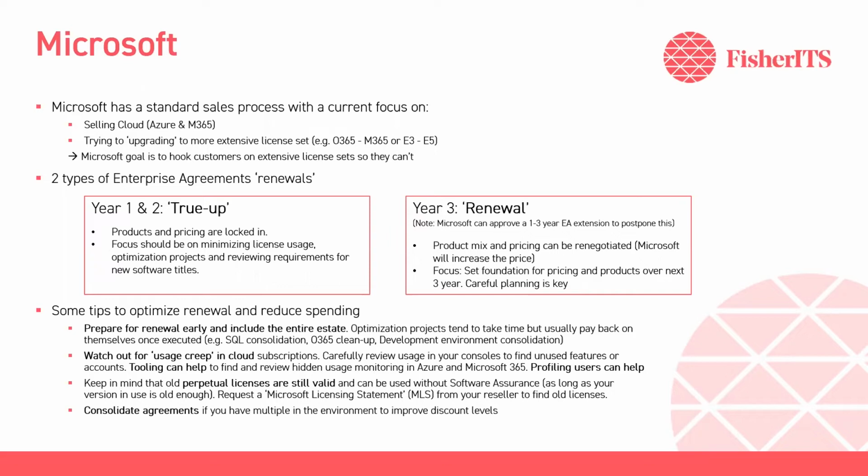What they always focus on nowadays will be trying to sell cloud, which is both Azure or the whole M365 product group. So they will do whatever they can to do that. That's where they get their main bonuses from. But also trying to upgrade you to more extensive license sets. For example, moving from Office 365 to Microsoft 365, which includes the Microsoft operating system and a few other bits and pieces as well, depending on that, or from E3 to E5, which has a little bit more security, other features that some people might find useful, and so onward.